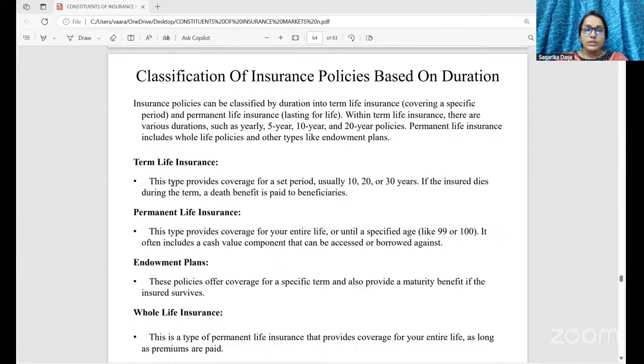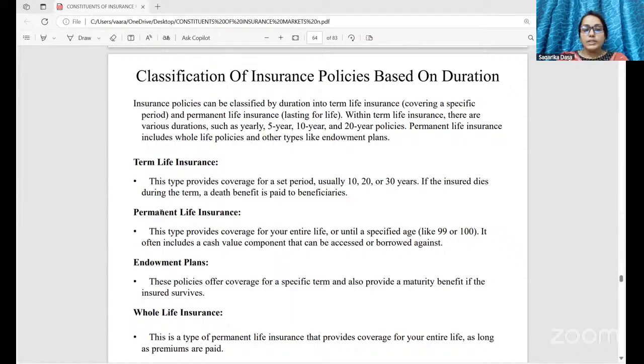Term life insurance. This type of insurance policy provides coverage for a set period of 10, 20, or 30 years. That is, a specified number of years will be mentioned, and only for those years the life insurance policy will be provided. If the insured dies during the term, the death benefit is paid to the beneficiary. That is, if the insured dies within the policy period, the death benefit will be received by the policyholder's beneficiaries from the insurance company.